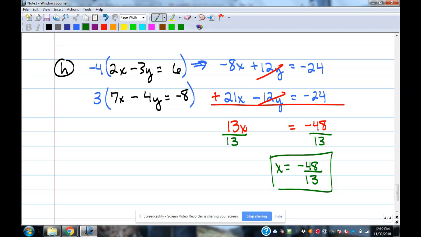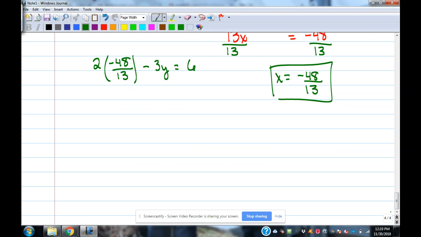Because multiplying by 2 is a little easier than multiplying by 7, right? It's not really going to make this problem much easier, but it's a little bit easier that way. So 2 times negative 48 over 13 and minus 3y is equal to 6. So I got a double negative 48 over 13. So that's 2 over 1 times negative 48 over 13. So 1 times 13 is the bottom part. So it's something over 13.